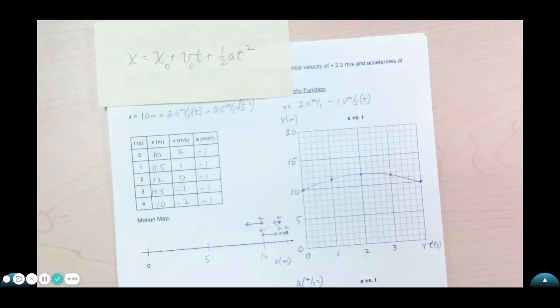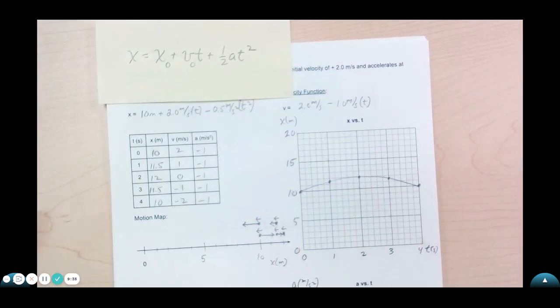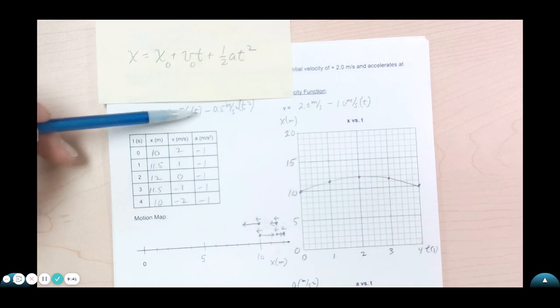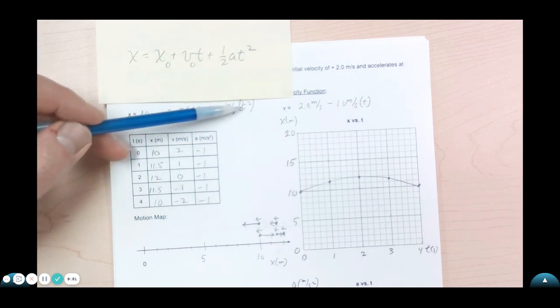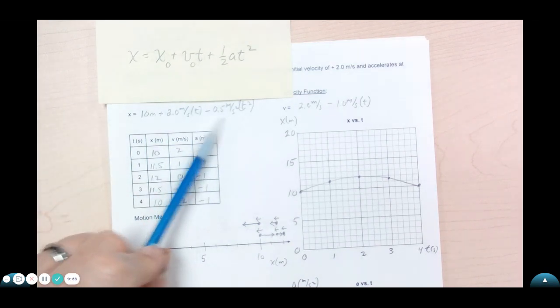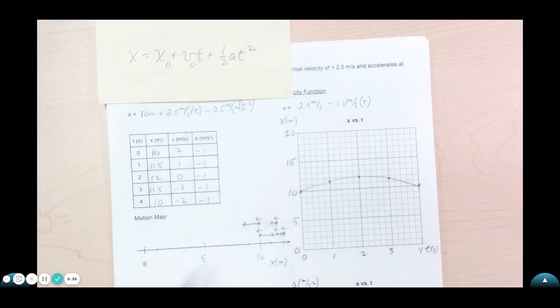Position function looks like this. So x naught is 10 meters, v naught is 2 meters per second times t, minus, because this was a negative 1 meter per second squared acceleration, so minus half of that, 0.5 meters per second squared times t squared. So you have a negative sign right here, should anyways.